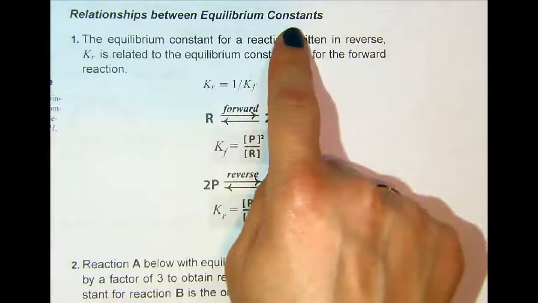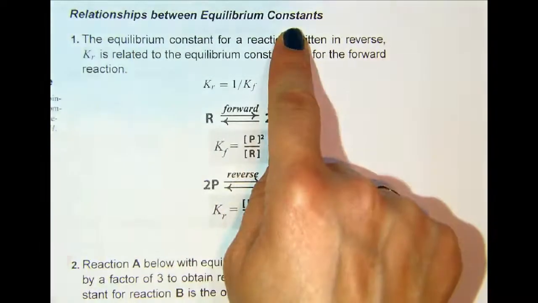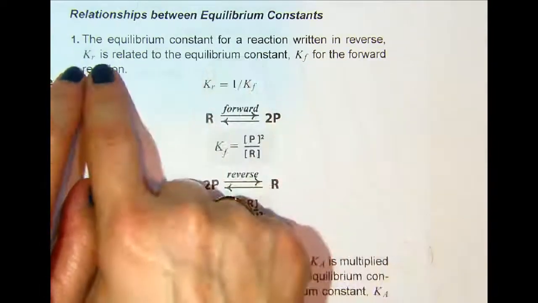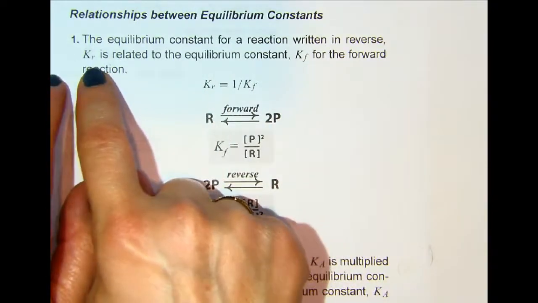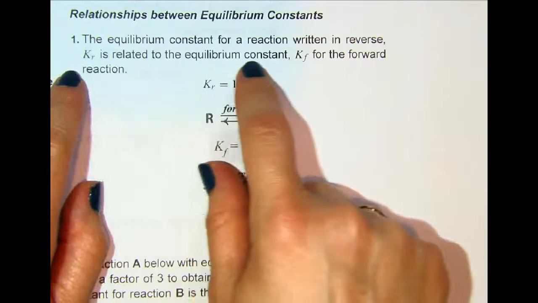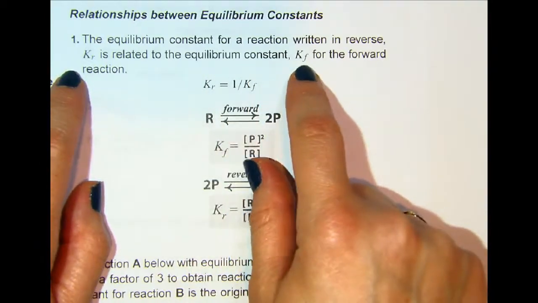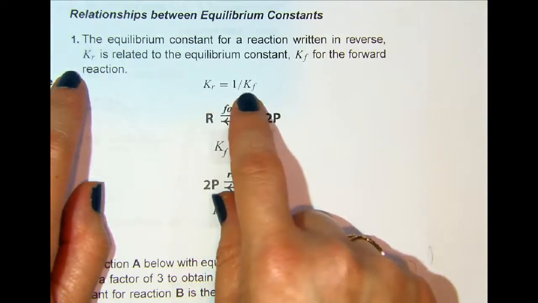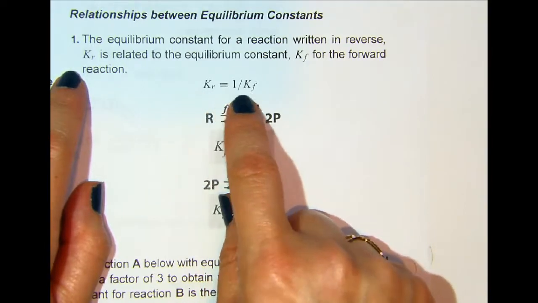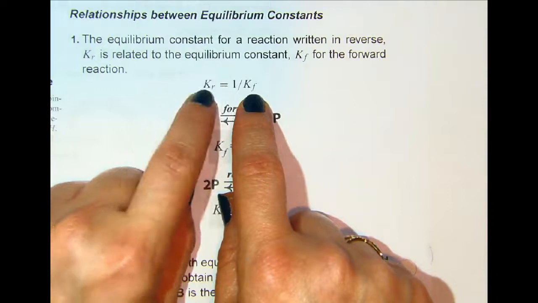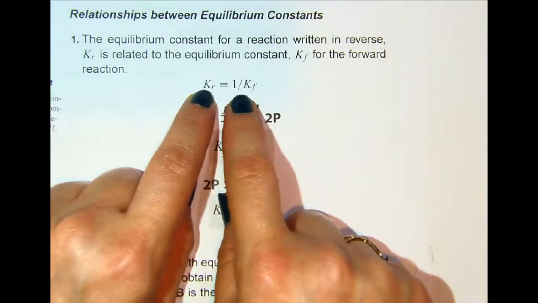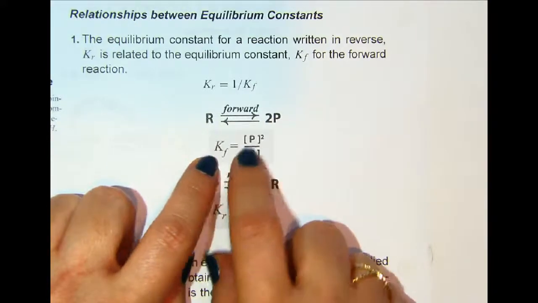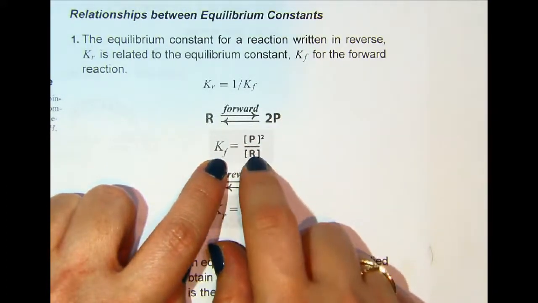Relationships between equilibrium constants, and there are 3. Number 1, the equilibrium constant for a reaction written in reverse, Kr, K for the reverse, is related to the equilibrium constant of K forward as follows. Kr is equal to the inverse, so 1 over Kf. So if I take Kr to the -1, then I would have Kf. So here is my forward reaction. Kf would be equal to P squared over R.